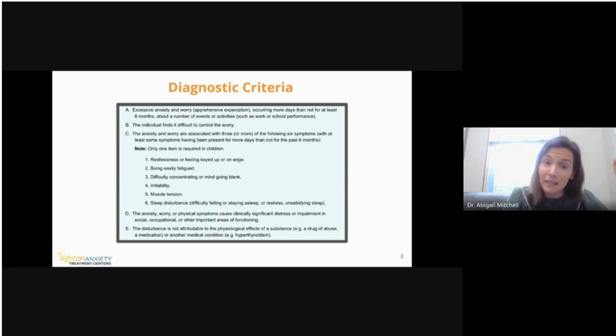Let's see. So, technically for the severity, it's occurring more days than not for at least 6 months. And sometimes there are, like I said, 3 or more, but this doesn't always hold up. So 3 or more symptoms. Sometimes it's that feeling of being restless or keyed up or on edge, easily fatigued, difficulty concentrating, muscle tension, difficulty sleeping. So those all can be associated. Especially, we also see, this is not on here, but often we see with GAD the stomach aches, headaches, those sort of physical symptoms.